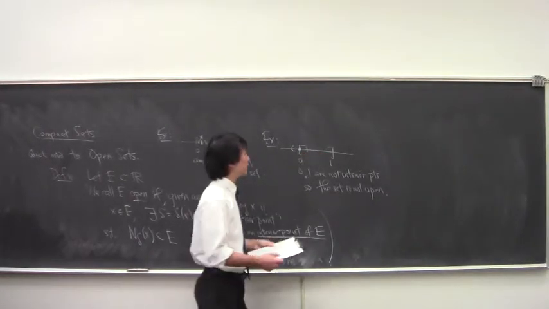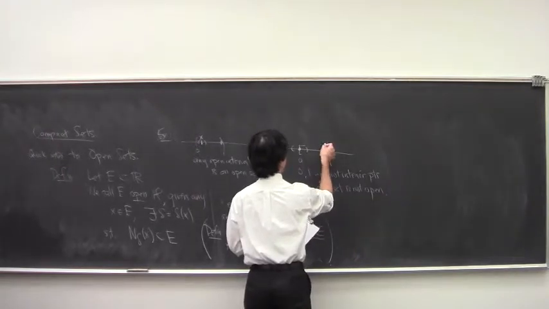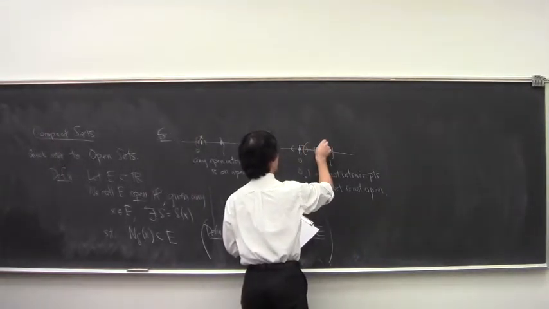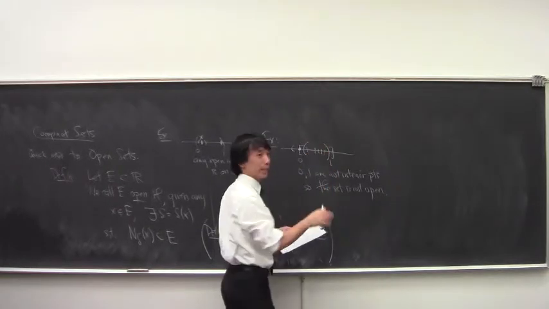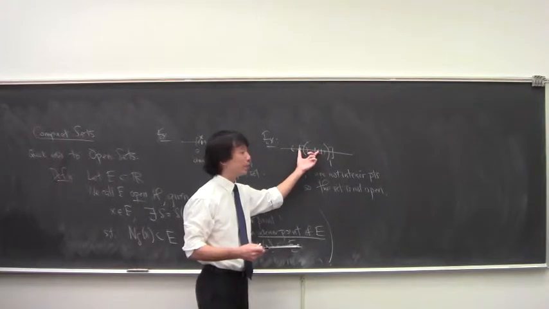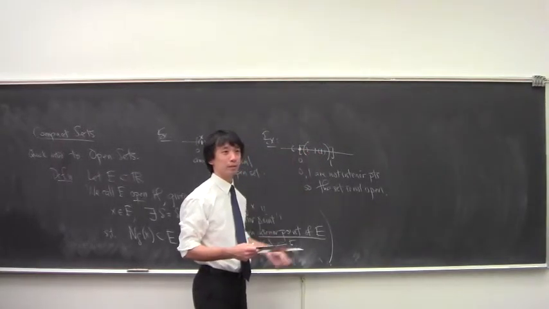Certainly I can do it for some of the points. If you give me this point, yes, it's interior. And if you give me this point, yes, I can find this neighborhood. There are a lot of interior points here, but to be open, all points have to be interior.